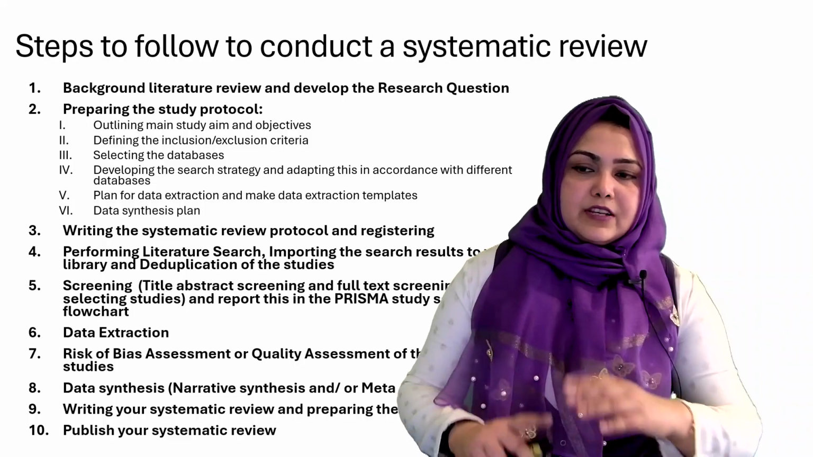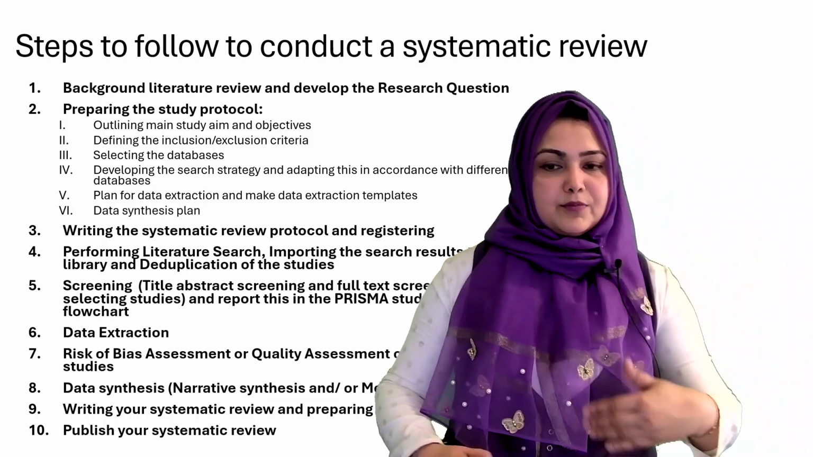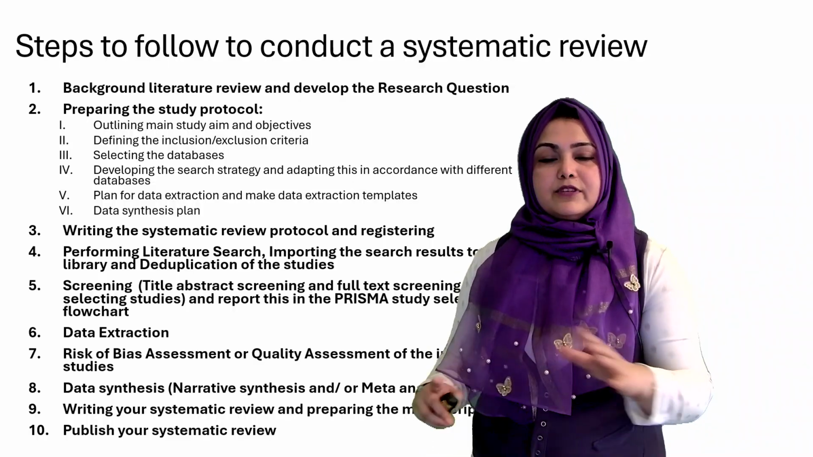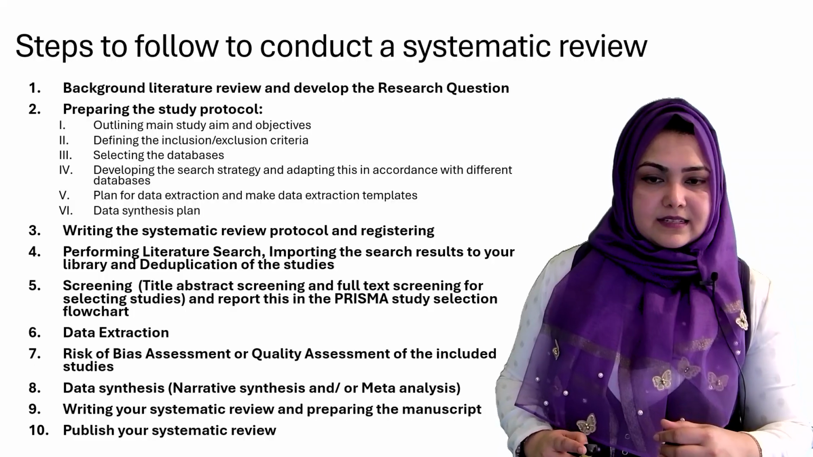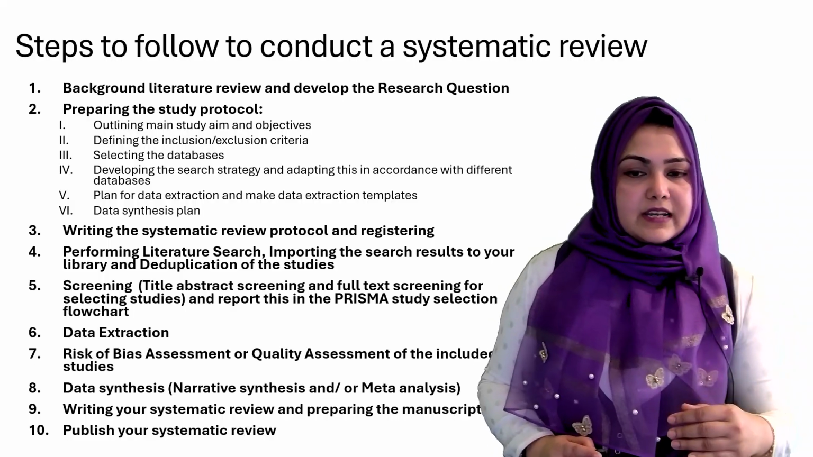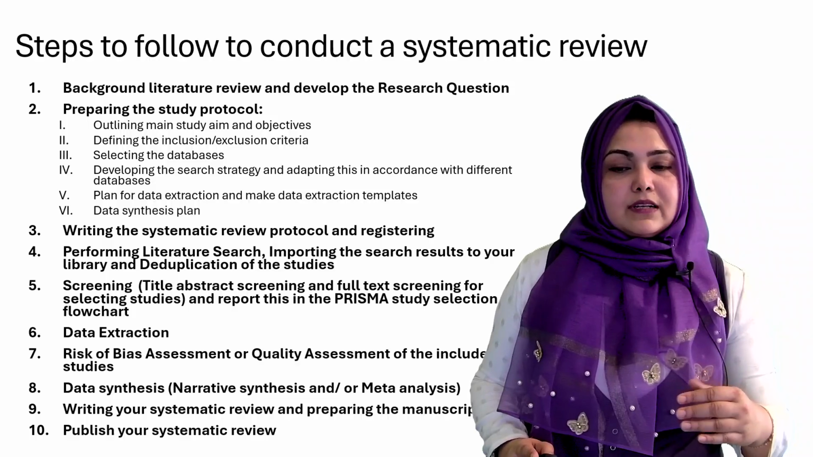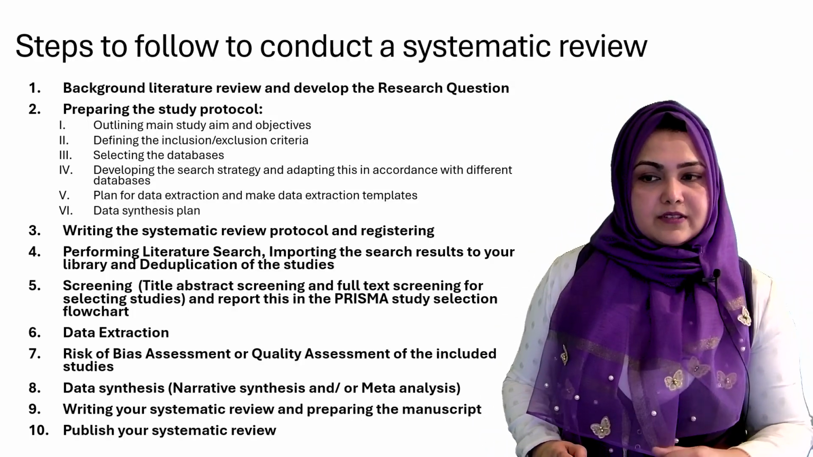And when you finish all title abstract screening, you will get a list of studies which will move to the next stage for the full text screening. You need to get the full text, full article of that study, and need to read it carefully, again based on your inclusion and exclusion criteria, and see whether this study is actually going to be included in your systematic review.